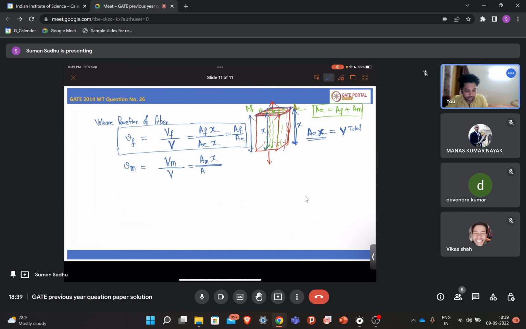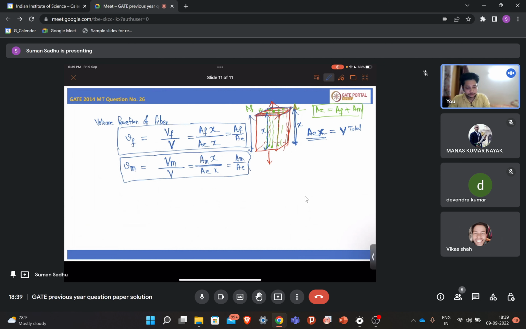Can you visualize this one? Why is the height the same, right? Or how am I getting this one? Now you understood, or... Yes, understood, sir.